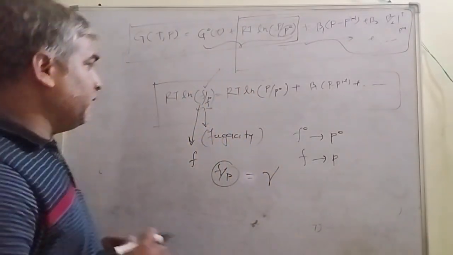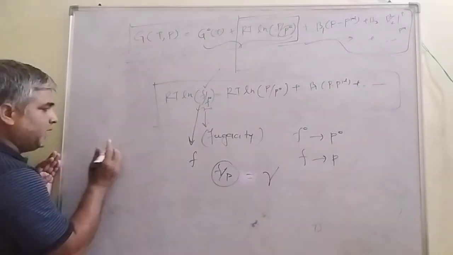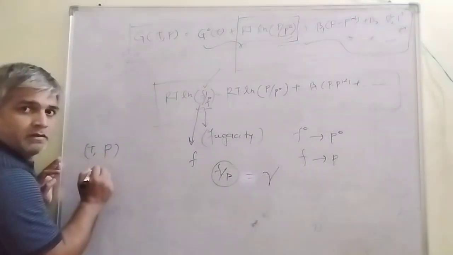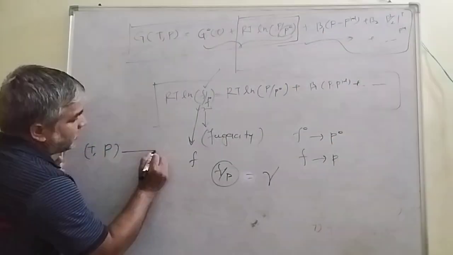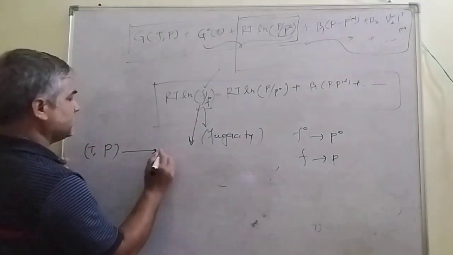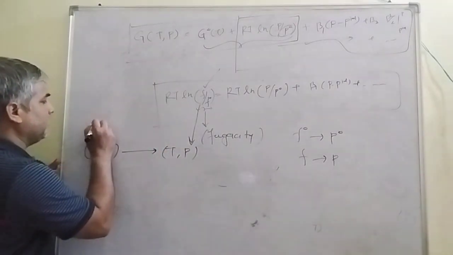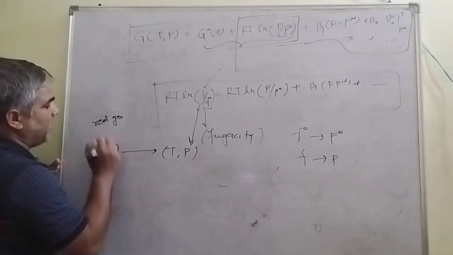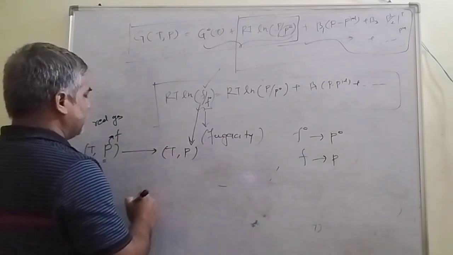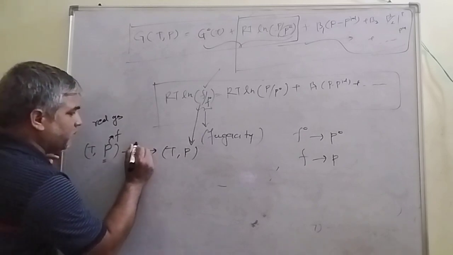To get the fugacity coefficient, first my real gas has a temperature and pressure, T comma P. It goes to the ideal gas, which is at T comma P. As we know, for a real gas I can use F instead of P, while for an ideal gas I have to use P only. This is path 1.